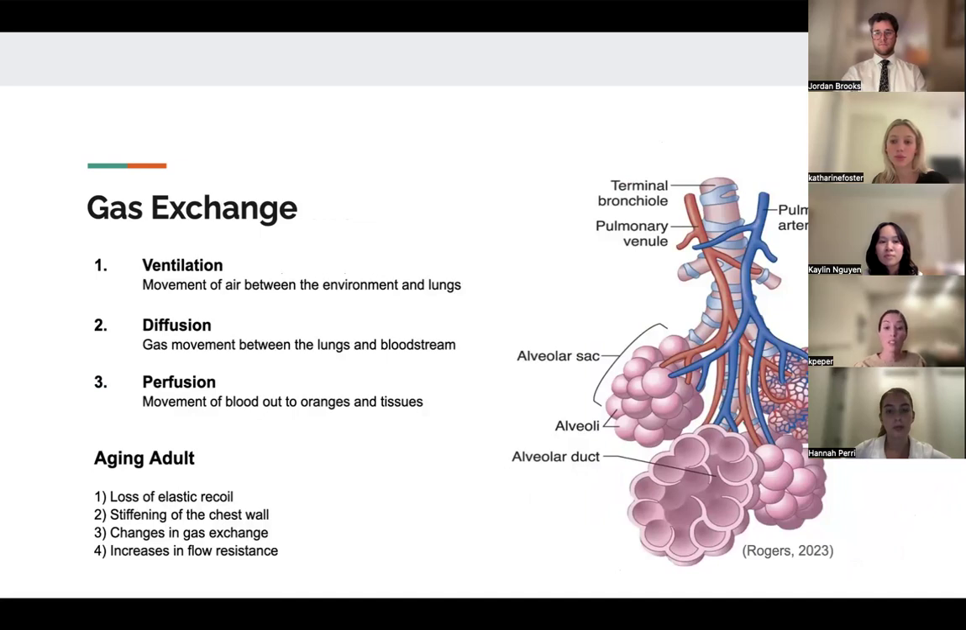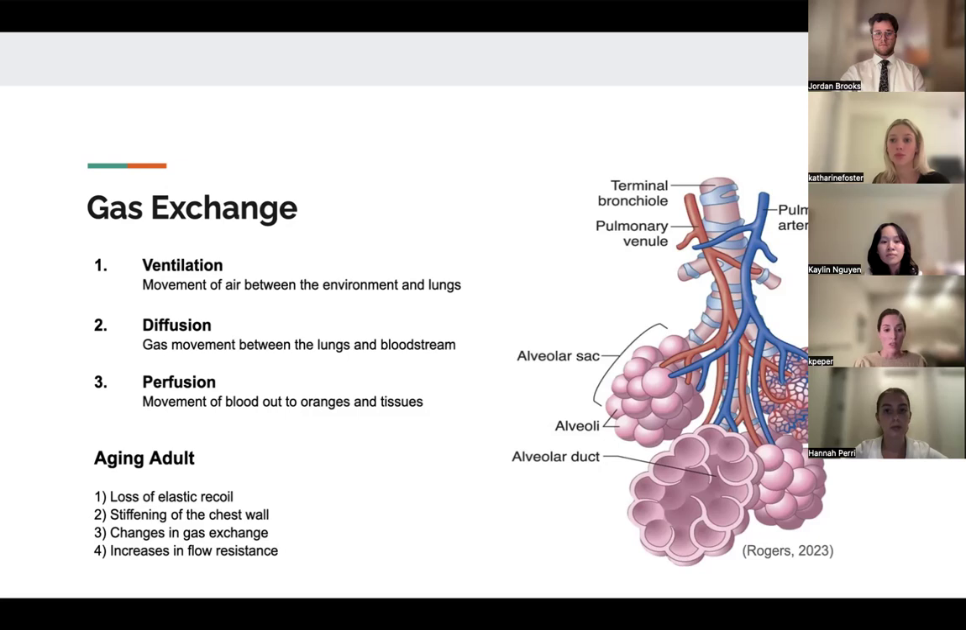Okay, and so three things have to happen if we're going to have proper gas exchange. First, we need to have ventilation. It's that mechanical movement of gas from our environment into the lung tissue. Second, we need to have that diffusion, which will take that gas from the lungs and perfuse it into the bloodstream. And last is the perfusion, which is actually going to be taking that oxygen that we've now acquired and moving it out to our tissues.